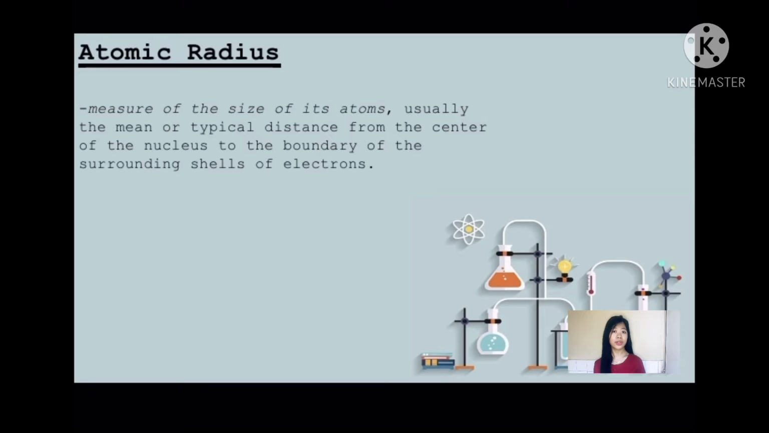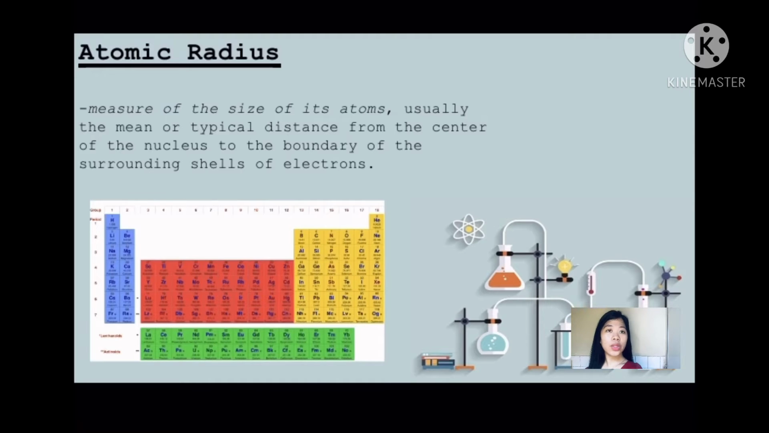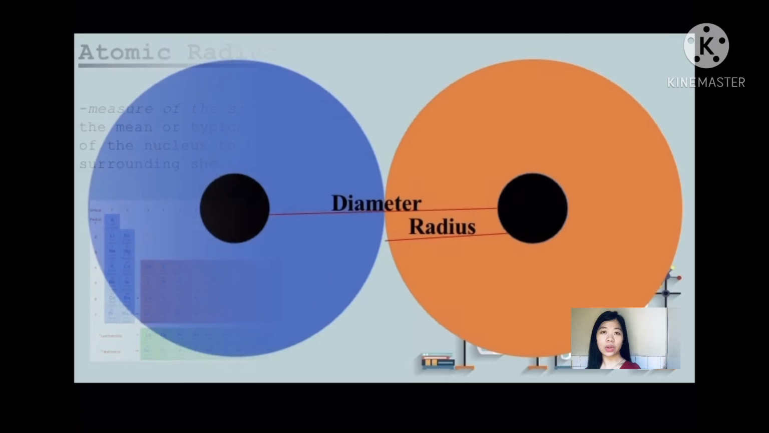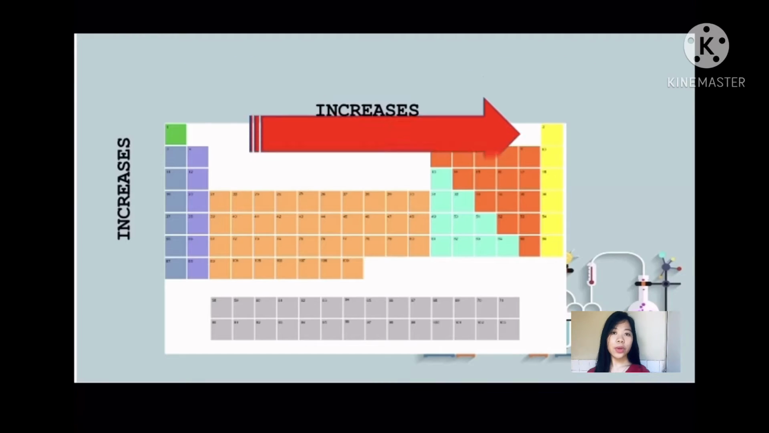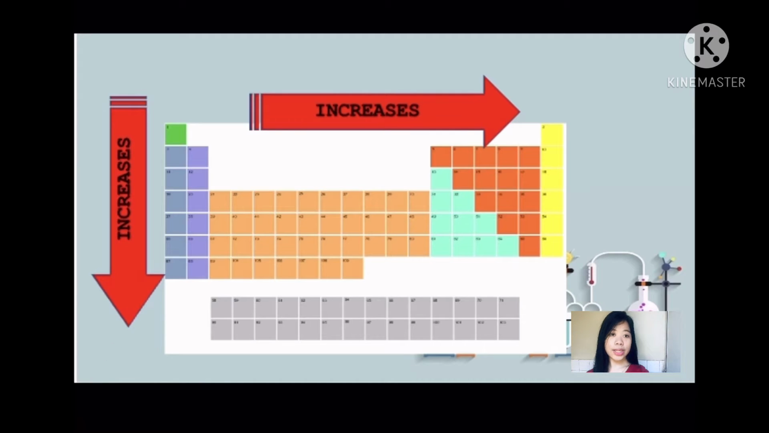Atomic radius is the measure of the size of an atom. Usually, it is the mean or typical distance from the center of the nucleus to the boundary of the surrounding shell of electrons. Determine the radius of an atom by placing 2 atoms of one element side by side, and then getting the distance between the nuclei of the 2 atoms. That is the diameter, so we divide it by 2 to get the atomic radius of a specific atom. The atomic radius in the periodic table increases as you go down and as you go to the left.